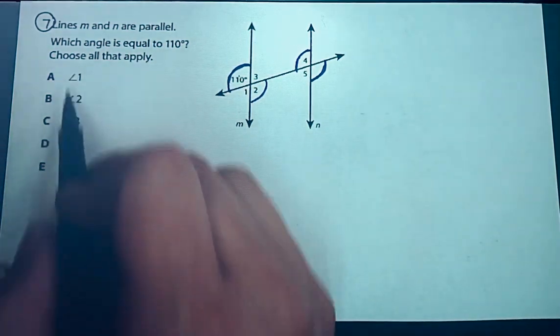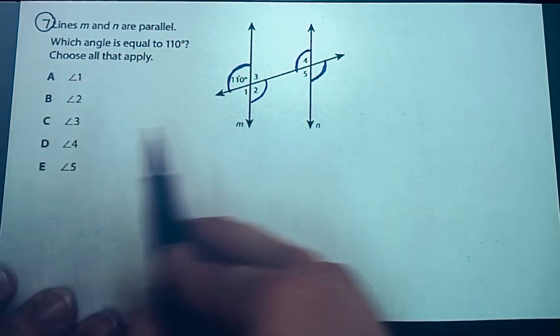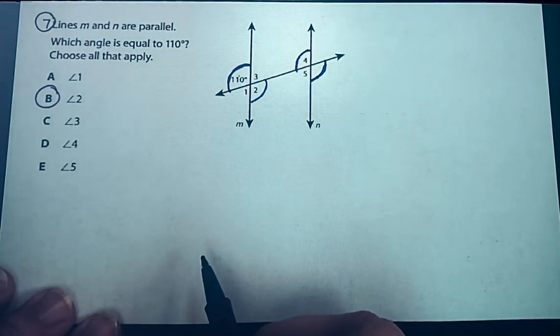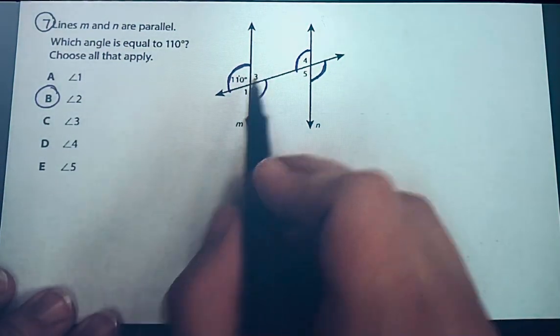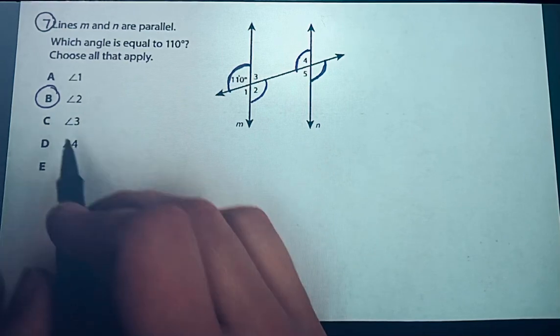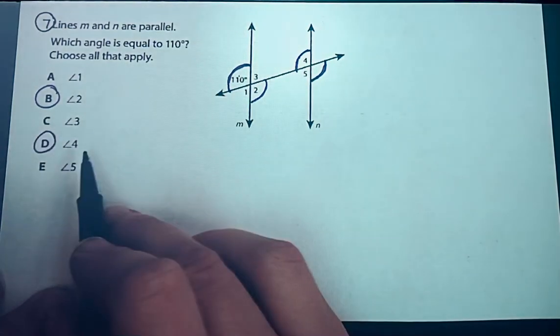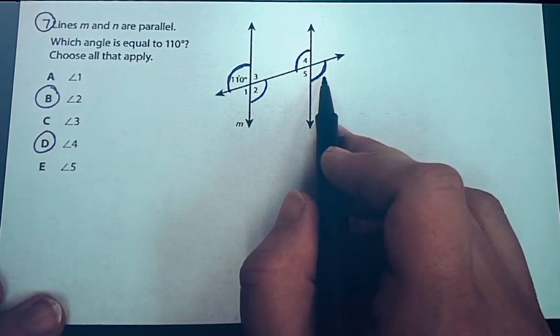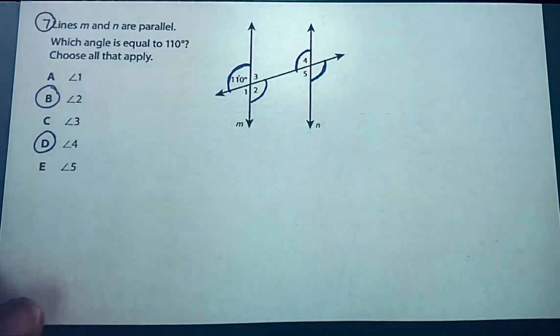So we're going to look at our choices. 1 is not congruent. 2 is congruent. 3 is not congruent. 4 is congruent. And 5 is not congruent. This angle that is not labeled is congruent, but it's not labeled, so we'll just leave it at that.